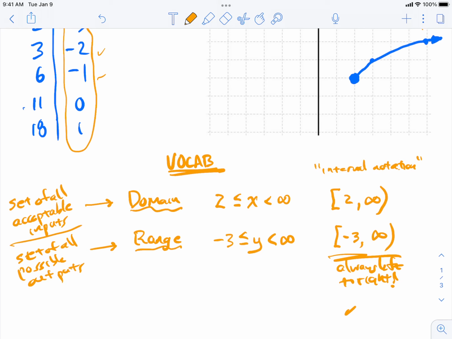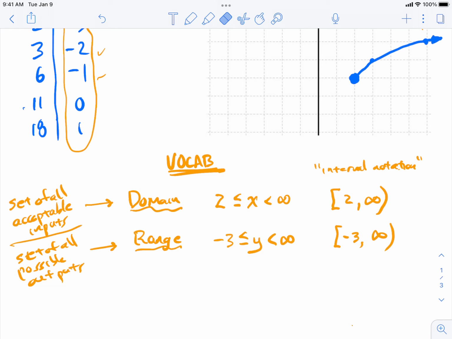What was I saying? Oh yeah, you would not write this. You would not write that. Nope, that's backwards. Because infinity is bigger than -3, right? You always want to put the small number on the left and the big number on the right. Make sure you do that, or it's not really proper interval notation there.